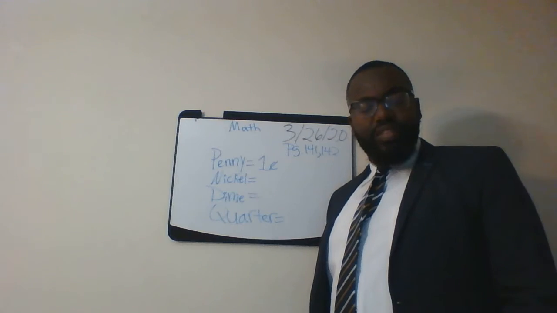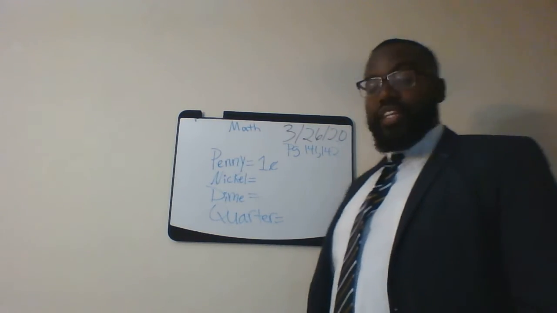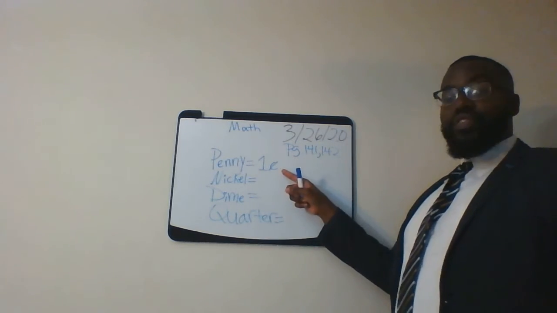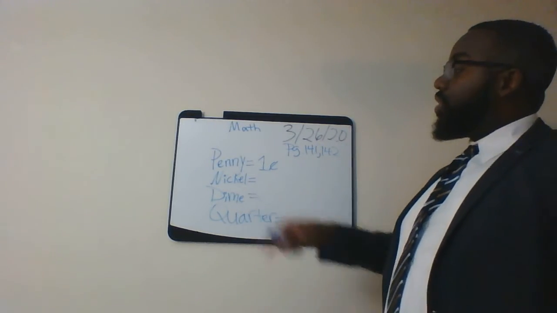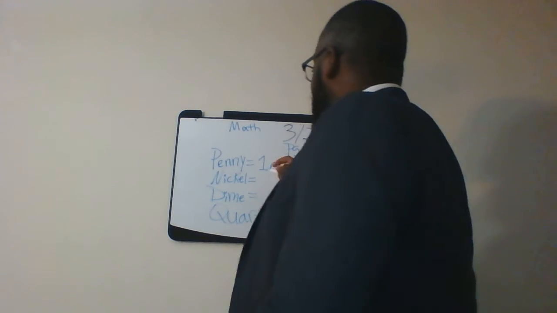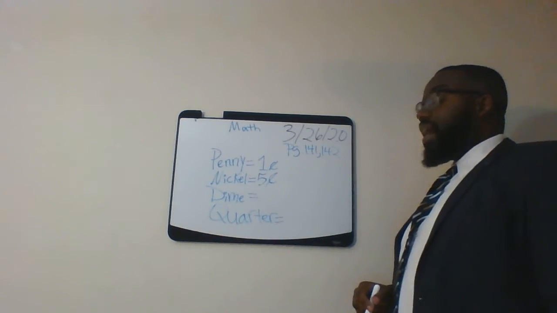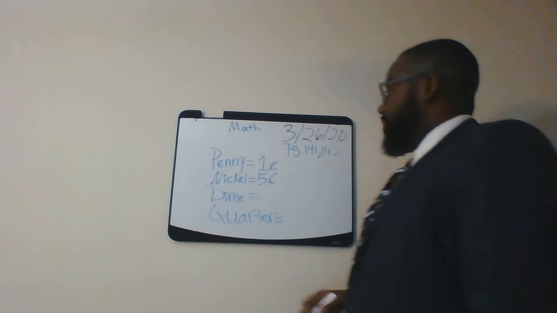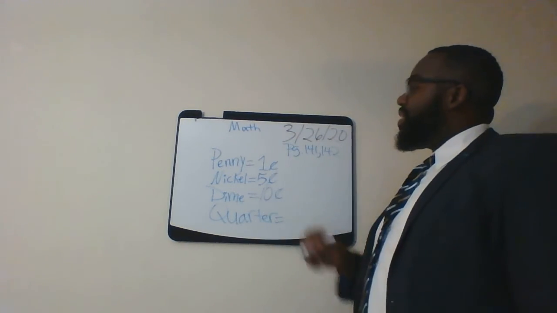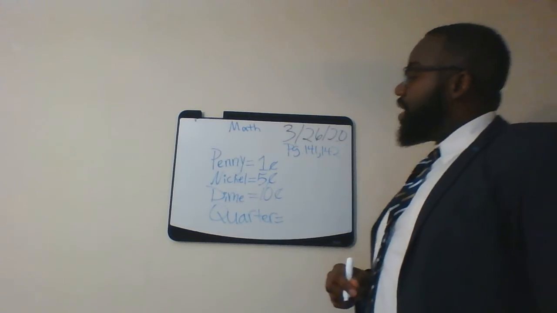Number 4 asks us to write how many cents. First, we have to know what each coin represents. So I'll start with a penny. A penny is worth 1 cent. What is a nickel worth? How much is a nickel worth? That's correct. It is worth 5 cents. Going to a dime. How much is a dime worth? Good job. 10 cents. So a penny is worth 1 cent. A nickel is worth 5 cents. A dime is worth 10 cents.